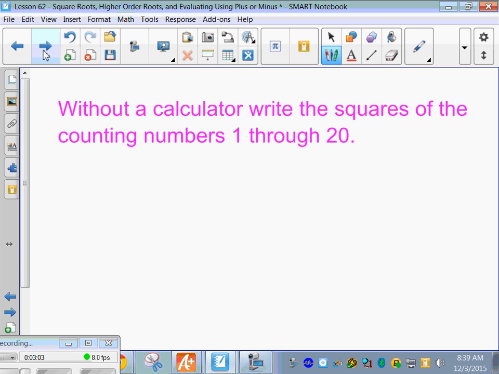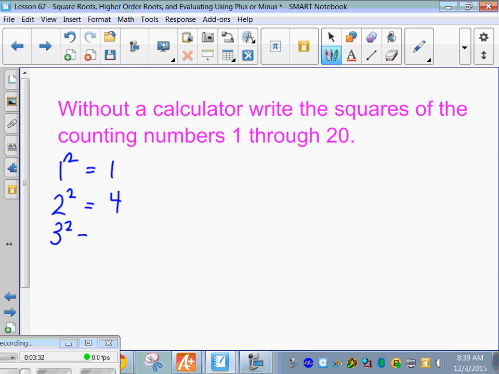All right. Without using a calculator, write the squares of the counting numbers 1 through 20. It's a good idea to have some of these memorized, even some of the higher ones. So that way your brain, it's so much faster if you're like, oh, I know the square root of 225. All right, so let's try it. 1 squared, Nate, is 1. Good. 2 squared, Dylan, is 4. We're going to write these down. I know you know them. I don't care. Write them down.